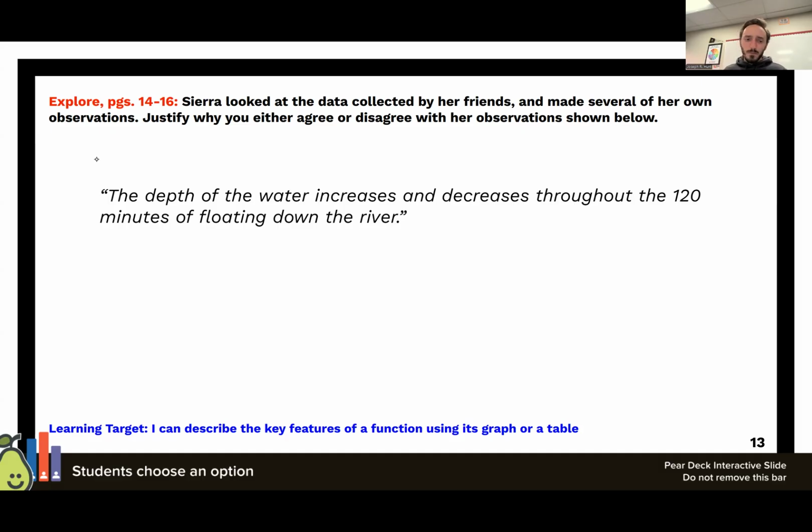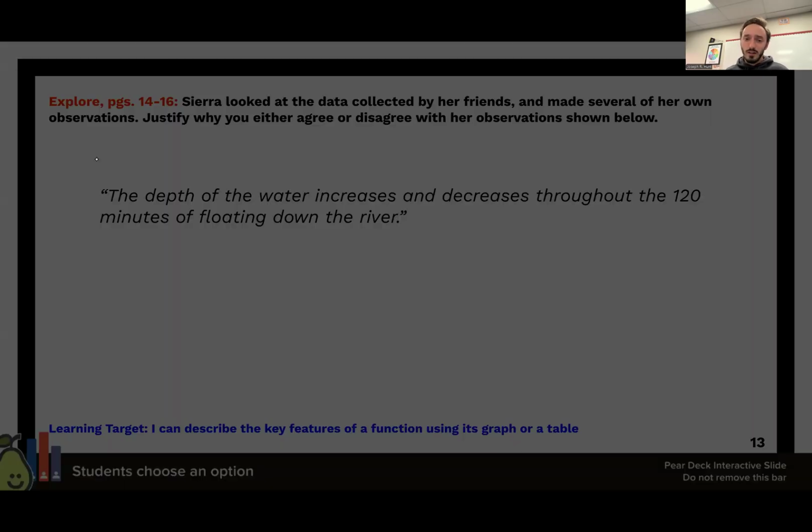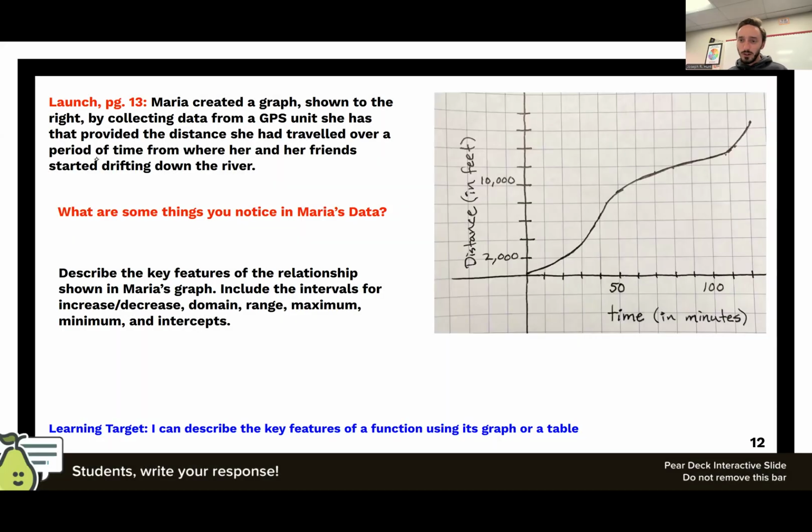All right. On the first one here, we have a statement that reads that the depth of the water increases and decreases through the 2 hours that they're floating down the river. We saw previously in our graph that the distance away from the starting point is always increasing. The river never stops and goes backwards and brings them back closer to where they began. It's only going one way. So if I was looking at this graph and thinking about distance, it would be always increasing, so that would be a false statement.